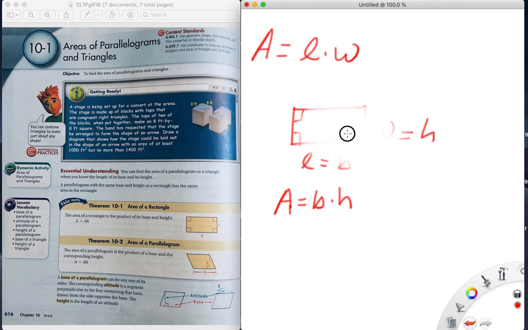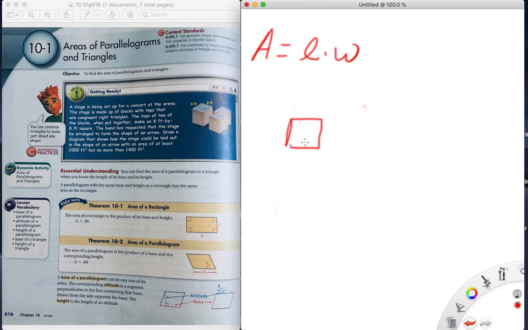A square can also be a special type of rectangle. So if we think about a square, we have our width, we have our length, but in most books they call it S for side. So the area of a square is equal to side times side, or side squared. But you can also say length times width. You can also say base times height. They all mean the same thing.